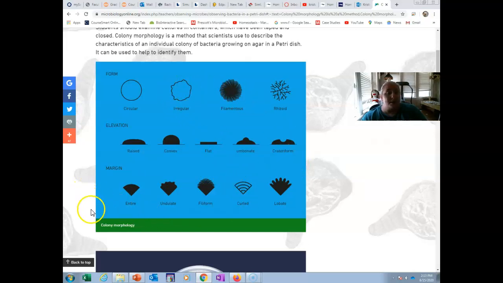The thing about this is, this is going to be a paper that you're going to do. I will grade it, but you're going to write this stuff down for yourself, because this is what you're going to use to help you identify your unknowns.